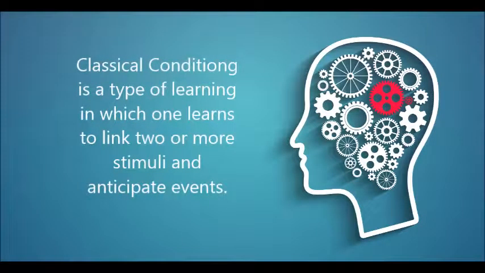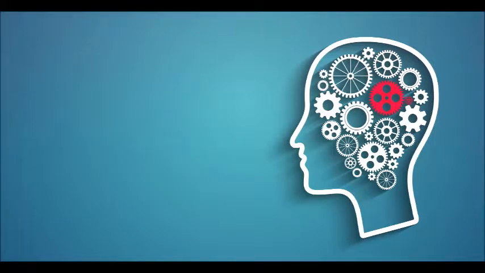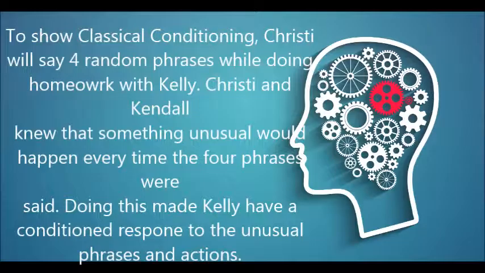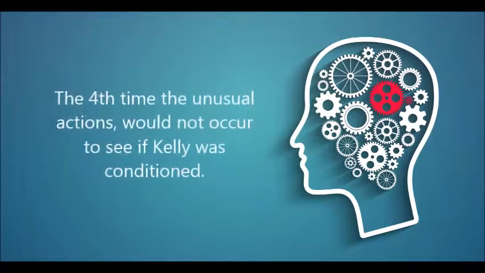Classical conditioning is a type of learning in which one learns to link two or more stimuli and anticipate events. To show classical conditioning, Christi will say 4 random phrases while doing homework with Kelly. Christi and Kendall knew that something unusual would happen every time the 4 phrases were said. Doing this made Kelly have a conditioned response to the unusual phrases and actions. The 4th time, the unusual actions would not occur to see if Kelly was conditioned.